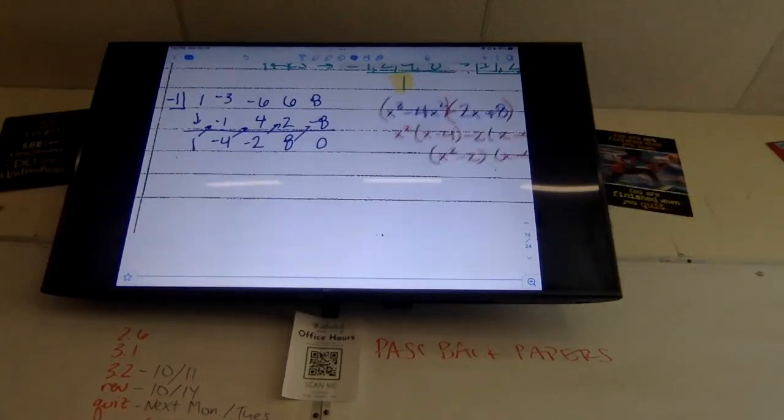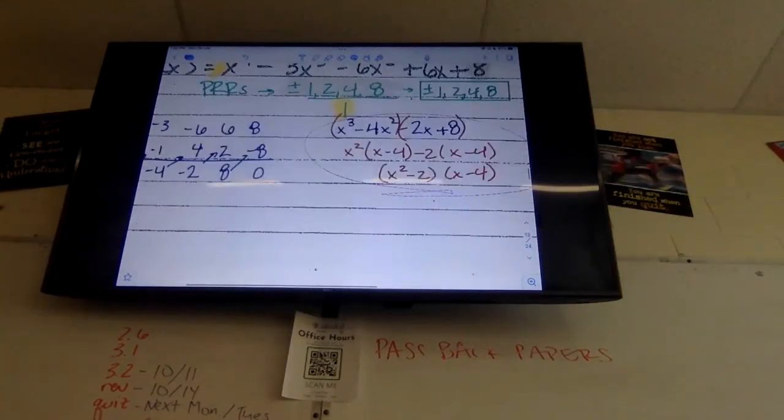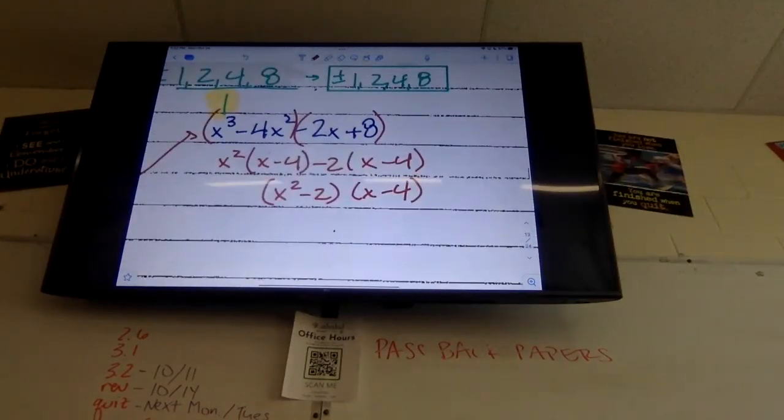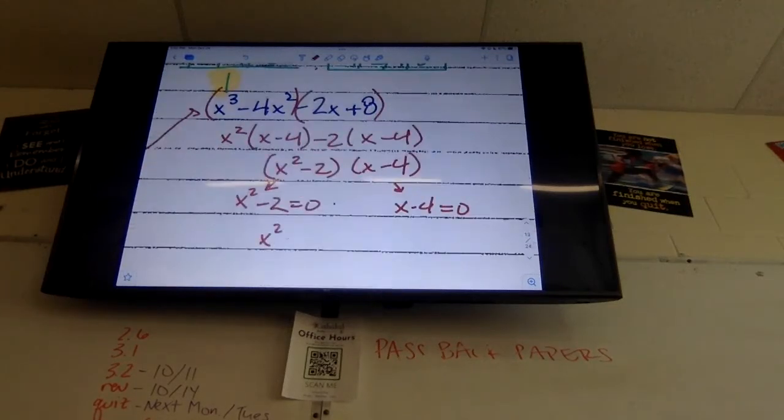Okay, amazing. I did get it to factor out. And now I have these factors. What do I do to figure out what x is? Set equal to 0 and solve. So I've got x squared minus 2 equals 0 and x minus 4 equals 0. Add 2 to both sides. Square root, I get plus or minus root 2. And then x equals 4.